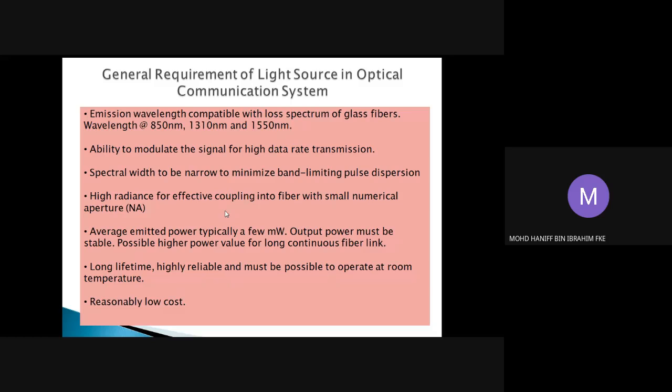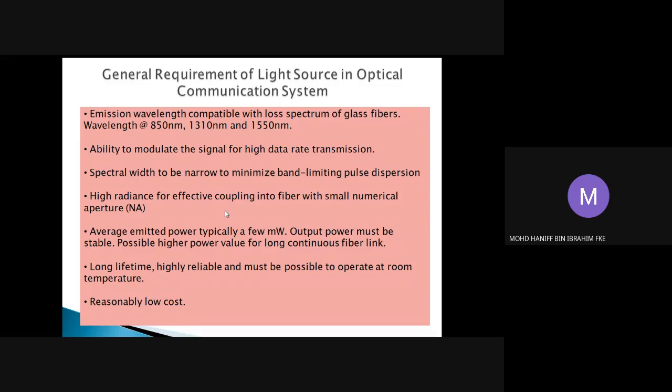Number 6 is long lifetime, reliable, and it must be possible to operate at room temperature. The last one is low cost. You want to reduce the cost as much as possible. So these are the general requirements of the light source that will be preferred in optical communication systems.